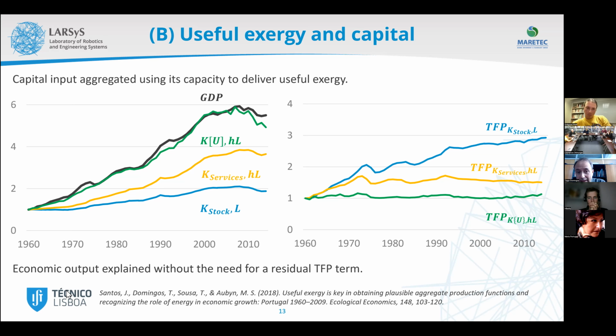And I now stress that, again, the approach I have here has no inconsistency with the fact that useful exergy is an intermediate factor of production, because in the analysis you see in this slide, I'm not considering useful exergy as a production factor in itself. I'm just saying that useful exergy is the best measure we have of the delivery of services by capital. So the production factor is still capital. We're just using useful exergy to measure it better.